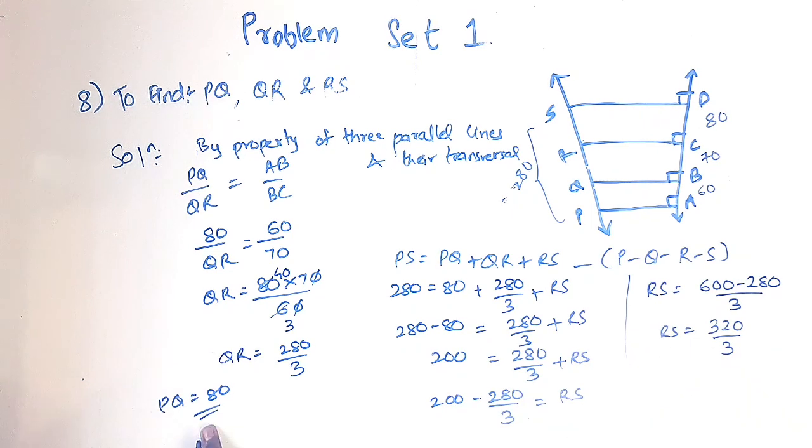So we got PQ, we got QR. I'm just highlighting this with a double dash. PQ we got 80, QR we got this, and RS we got this. No problem, you can keep this in fraction form. No need to convert this into decimal form. So we'll begin with the ninth one now.